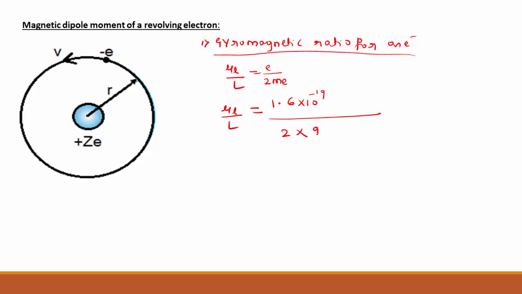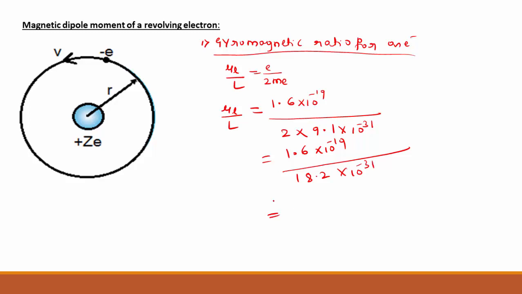It is a constant value. The mass of the electron is 9.1 into 10 to the power of minus 31 kg. So e is equal to 1.6 into 10 to the power of minus 19 coulomb divided by 2 into 9.1 into 10 to the power of minus 31. Here 1.6 into 10 to the power of minus 19 divided by 2 into 9.1, that is 18.2 into 10 to the power of minus 31.